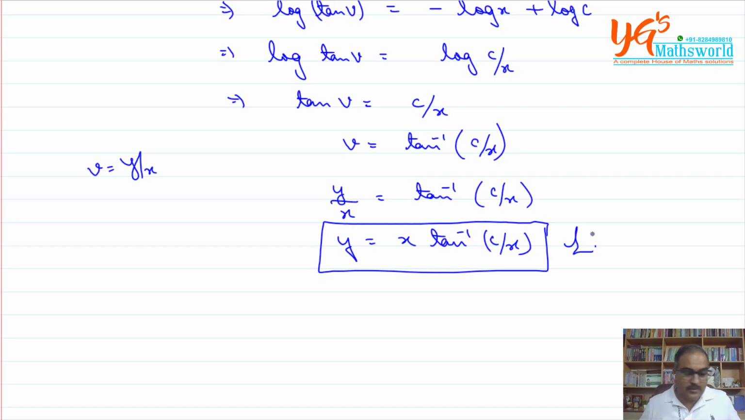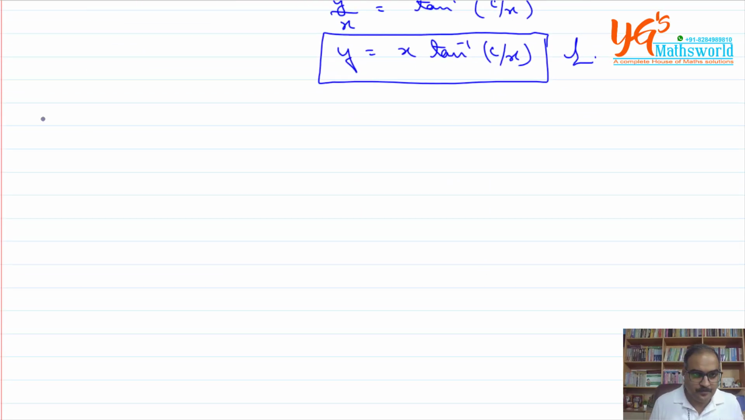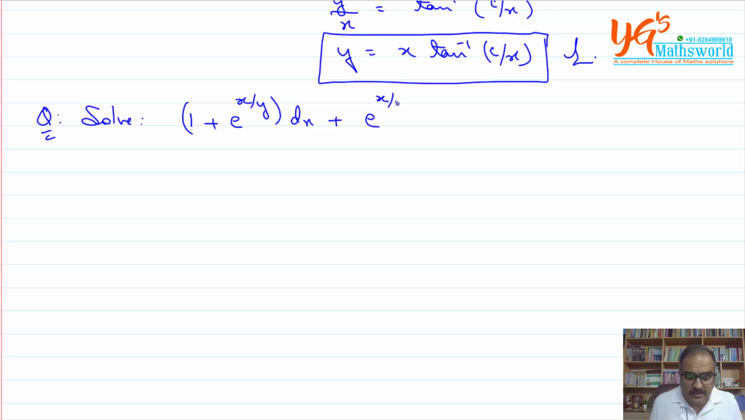Okay, I am taking one more question. So the question is, solve 1 plus e raised to power x upon y dx plus e raised to power x upon y into 1 minus x upon y dy equal to 0.